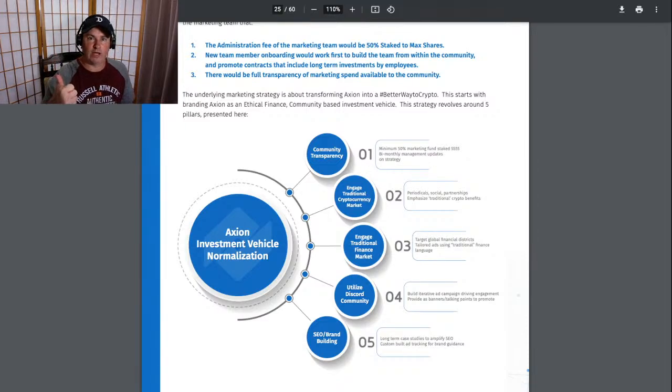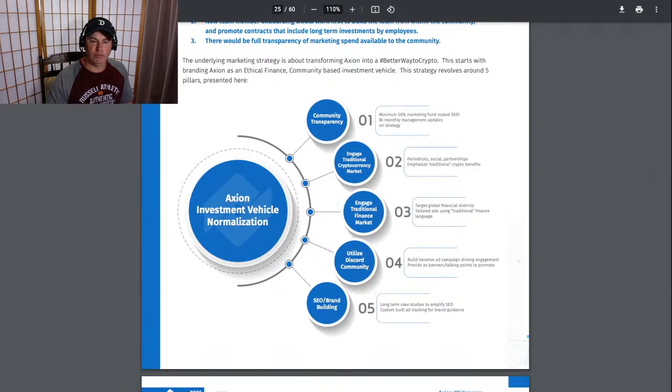So there's two main takeaways so far. One, that Axion will have a marketing budget, and they've got a marketing team. Not many cryptos have that at all, if any. And number two, they are also not just targeting crypto markets, but actually traditional engaged finance markets as well. So that's massive for onboarding. Utilize Discord community and SEO brand building. So some pretty good stuff there.